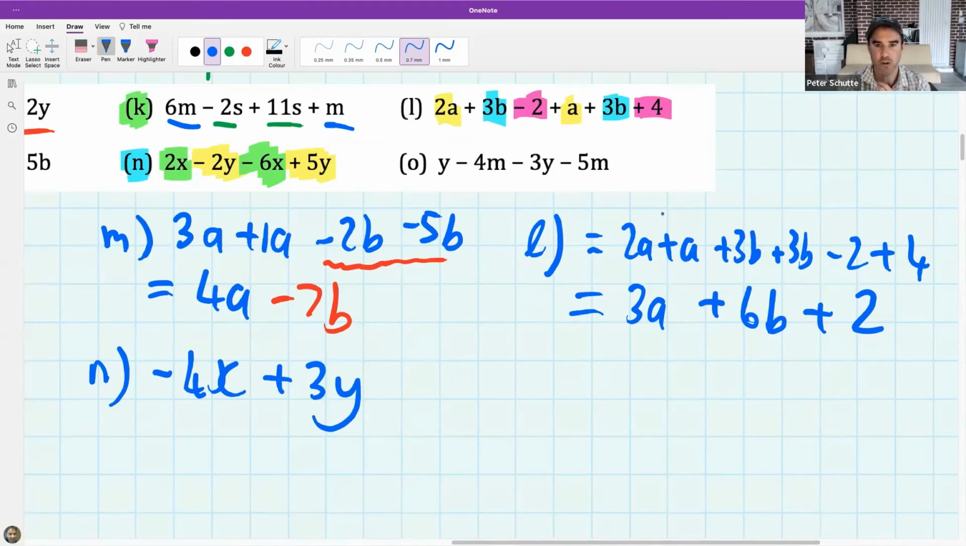Now, using what you've learned in this question and that example, I want everyone to try and do O and use this method. So write down first, or first identify which ones go together, or what we call like terms. Then write down a second line, where you put them next to each other, and then a final line where you do your summarizing.